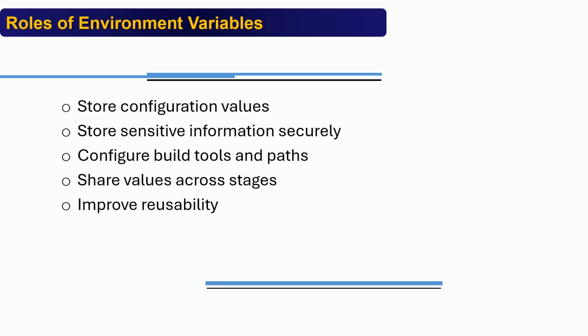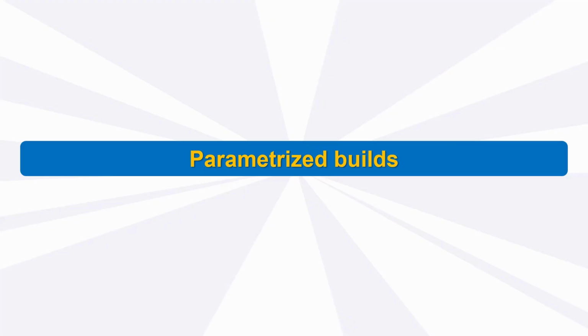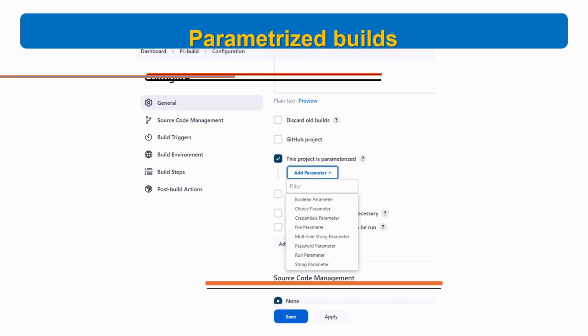Now let's move to another important concept, that is build parameters. Jenkins allows us to create parameterized builds. This means that instead of hard-coding values inside the pipeline, Jenkins asks the user to provide the values before the build starts. When we enable "This project is parameterized" and click Add Parameter, Jenkins displays several parameter types. Each one is designed for a different kind of input. Parameters allow users to provide input before the pipeline starts. Let's understand each of them one by one.